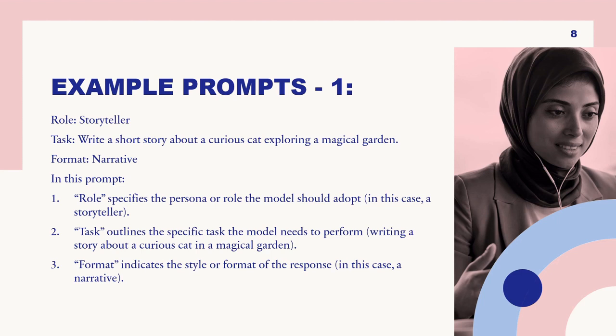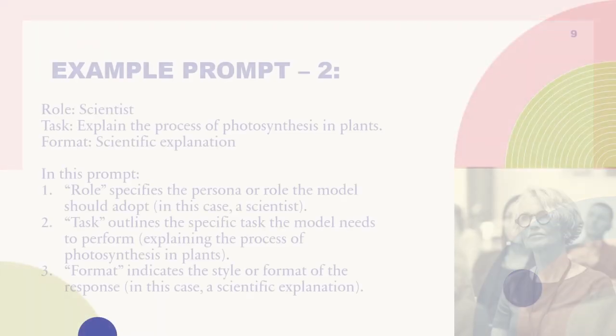Now, how you are going to interpret this prompt is written here. Role: specify the persona or the role the model should adopt, in this case a storyteller. Task: the task outlines the specific task the model needs to perform, so here it is to write a story about a curious cat in the magical garden. Format: the format includes the style or format of the response, so in this case we need it to be a narrative. Now let's hop on to another example.